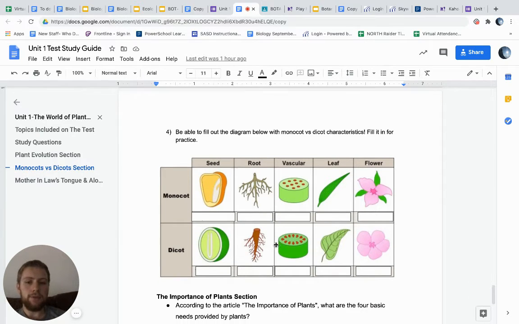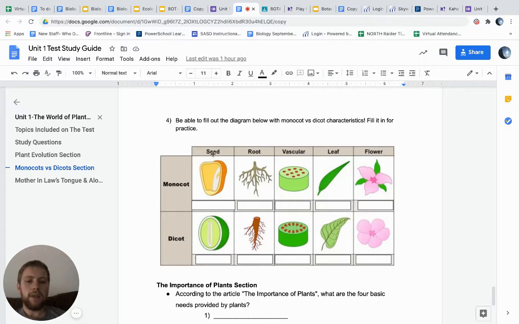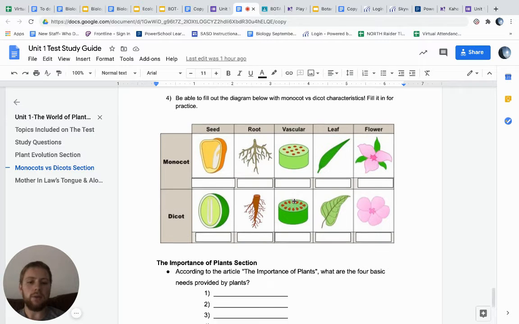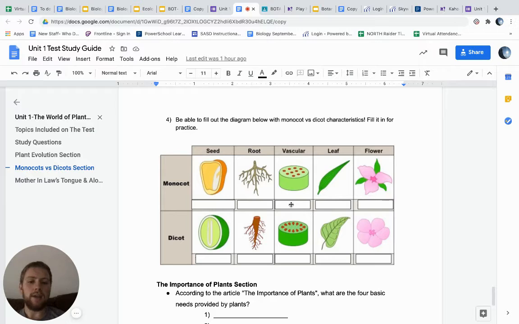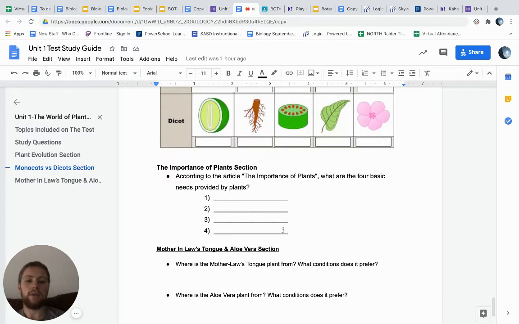All right, be able to fill out this diagram that we had in the notes. So make sure that you're able to fill out that diagram, differentiating between which is which. That was in the lecture video. I filled that in for you, if you recall. So make sure you can identify perhaps that the leaf venation of a dicot is net-like versus parallel, and so on and so forth.